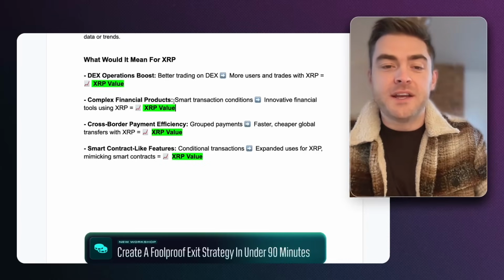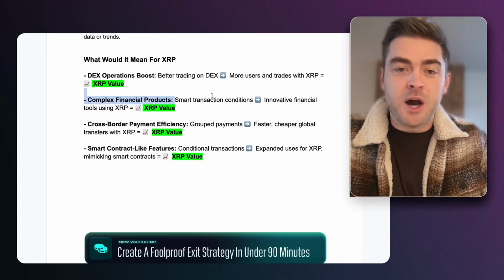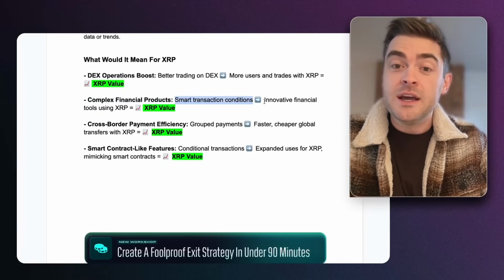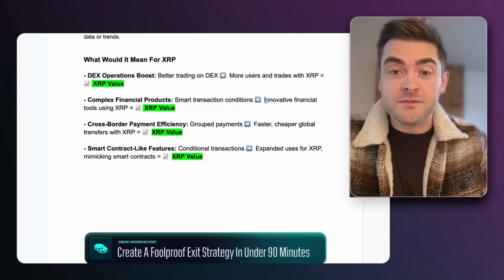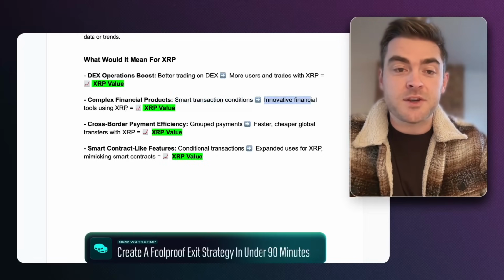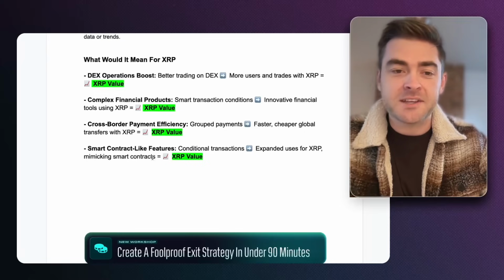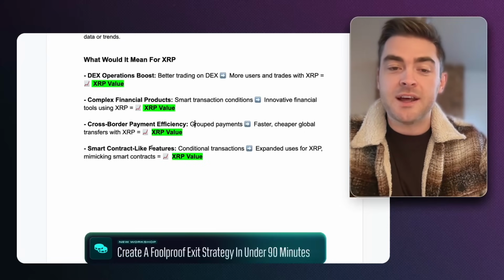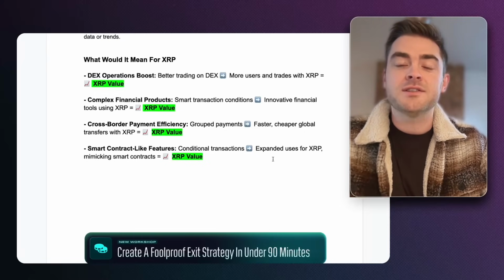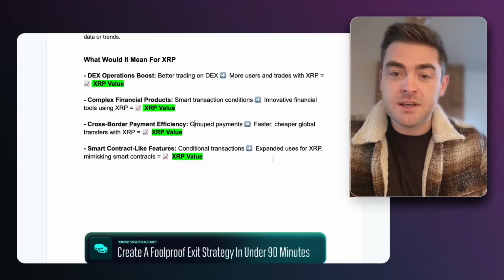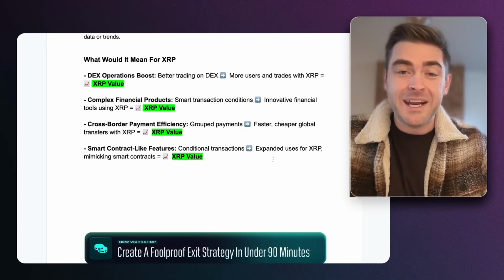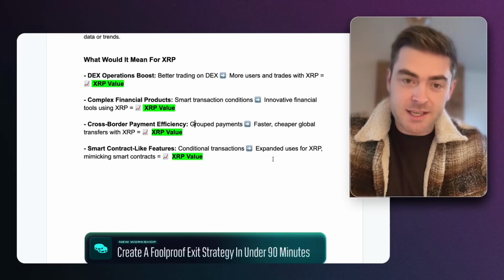Then you've got the complex financial products, with this smart transaction condition thing that you can do. That will increase the amount of innovative financial tools using XRP, therefore increasing the XRP value. The cross-border payment efficiency: you can group these payments together, meaning faster, cheaper global transfers with XRP, increasing the XRP value. And then you've got these smart contract-like features. These conditional transactions mean there's an expanded use for XRP and the XRPL, and it mimics smart contracts, increasing the XRPL value.